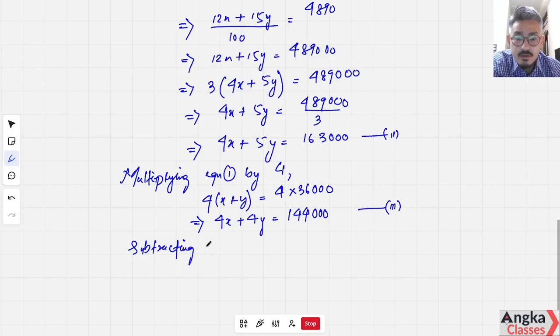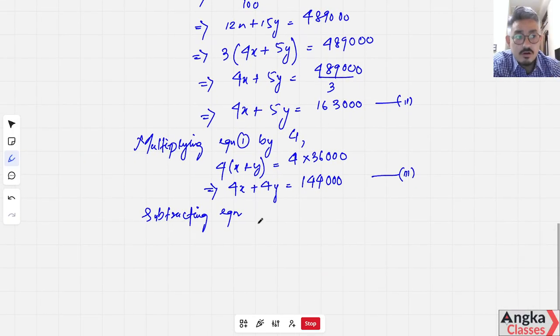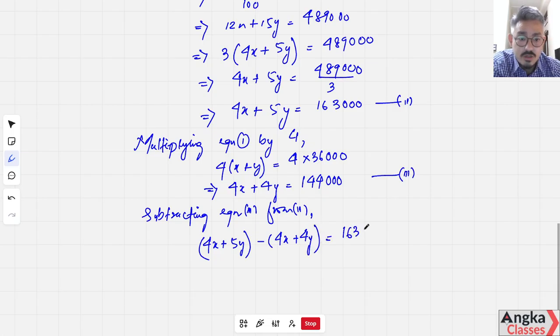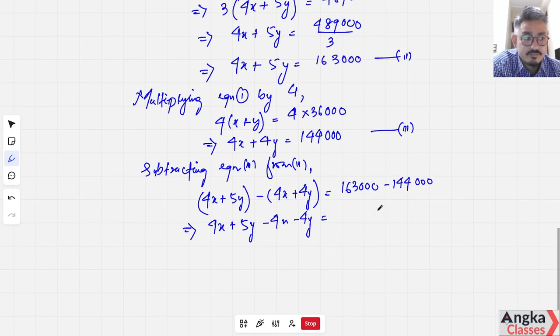Subtracting equation 3 from equation 2: 4x plus 5y minus 4x plus 4y is equal to 163,000 minus 144,000, which is 19,000. So 4x cancels, and 5y minus 4y is y, which is equal to 19,000.